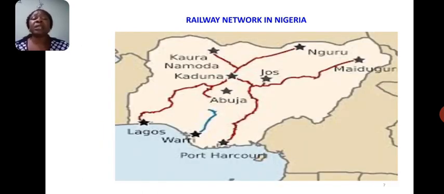We are here looking at railway network in Nigeria. From the map, you can see where the star is indicating the major terminals. Most of the terminals are Maiduguri, linking to Jos. From Kuru down to Kaduna. Abuja is one of their major terminals, where it links to Lagos, Warri, and Port Harcourt.